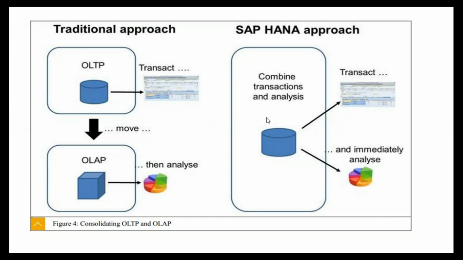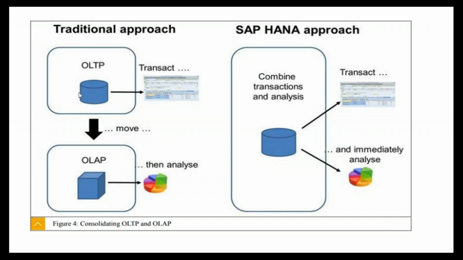All this data right now we have in HANA. HANA is a combination of both, guys. So we can combine transactions and analysis together in a single database. We can transact and we can also analyze on the same data. Previously, we always had to move the data from OLTP to OLAP.